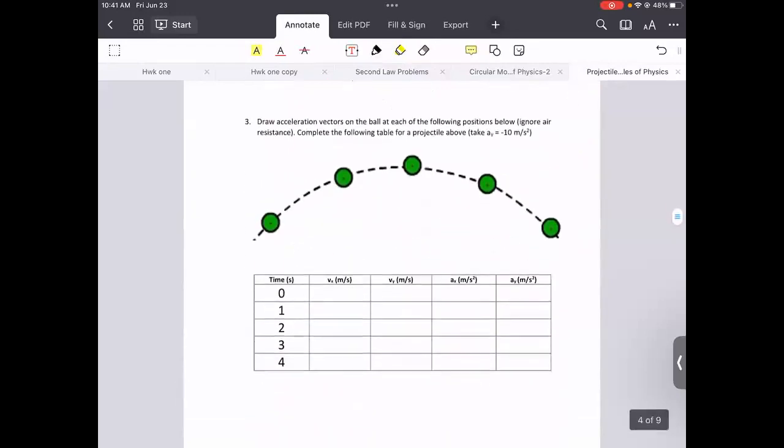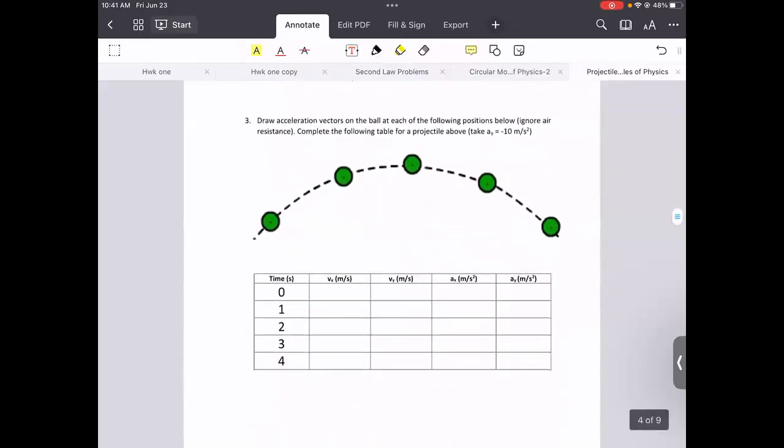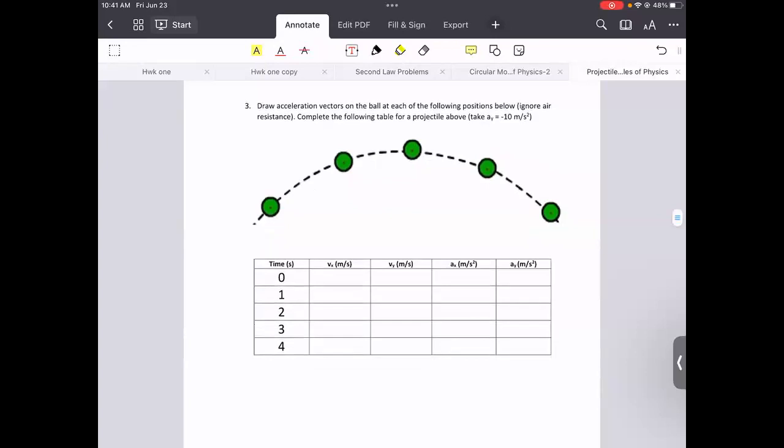All right, question 3: draw acceleration vectors on the ball at each of the following positions below. Ignore air resistance. Complete the following table for a projectile. Okay, well, these are acceleration vectors. Okay, Vx, Vy, Vr. All right, we completed this already. We just have to go ahead and complete the table.